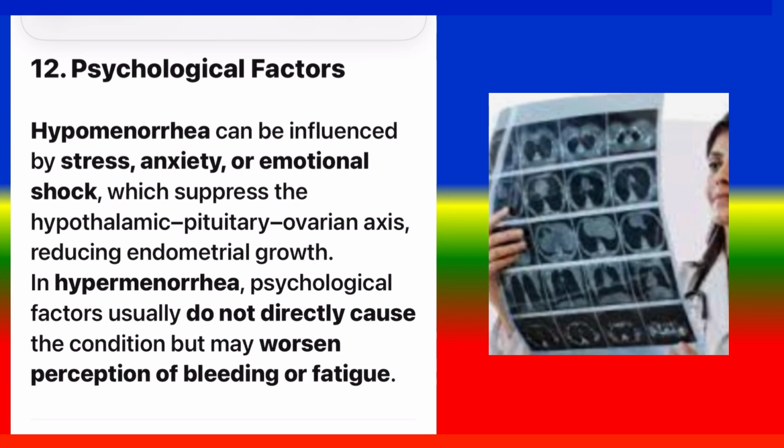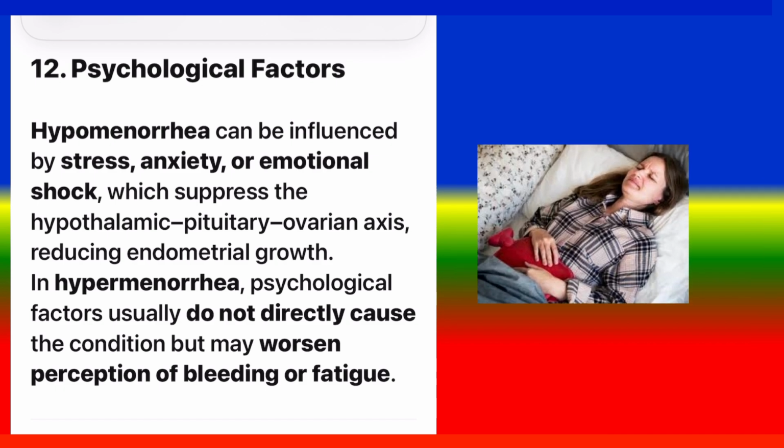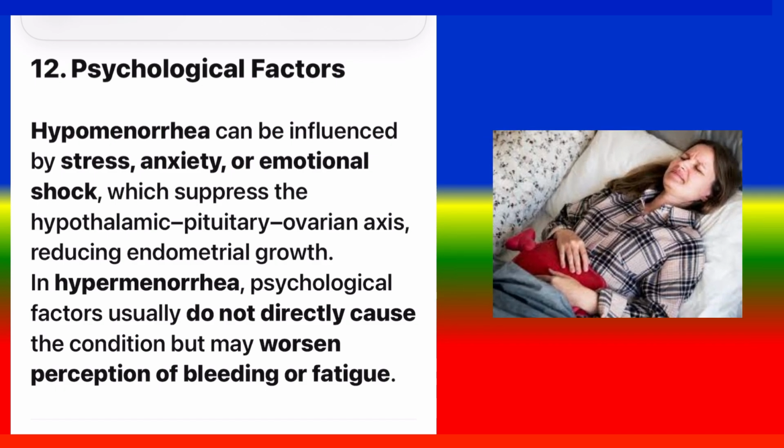12. Psychological factors. Hypomenorrhea can be influenced by stress, anxiety, or emotional shock, which suppress the hypothalamic-pituitary-ovarian axis, reducing endometrial growth. In hypermenorrhea, psychological factors usually do not directly cause the condition, but may worsen perception of bleeding or fatigue.